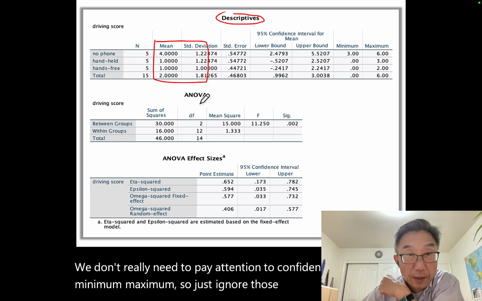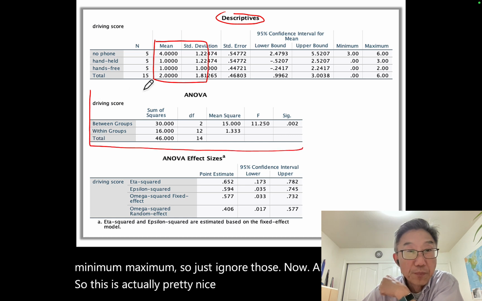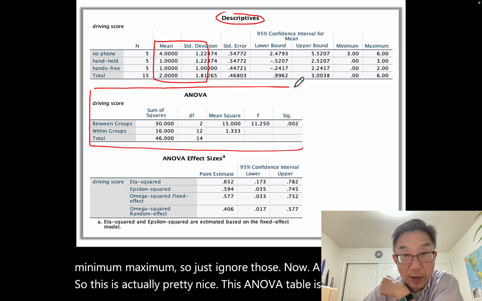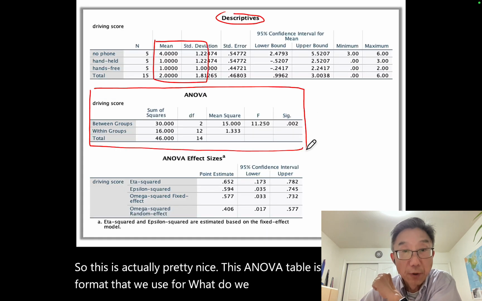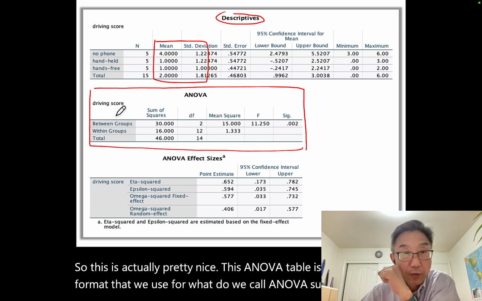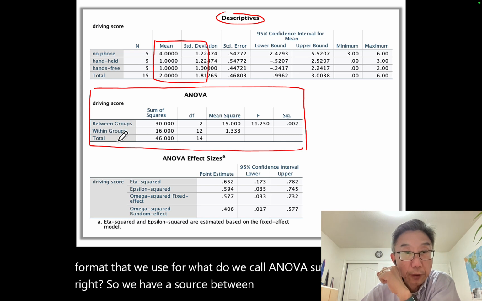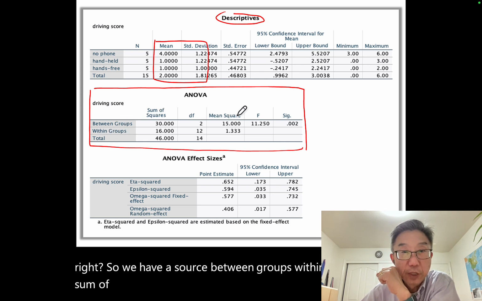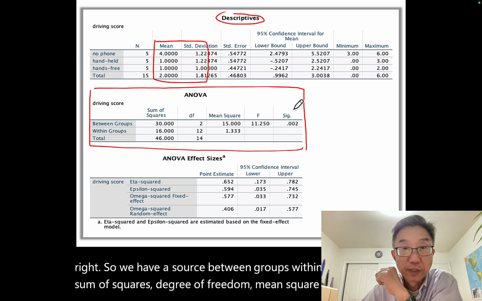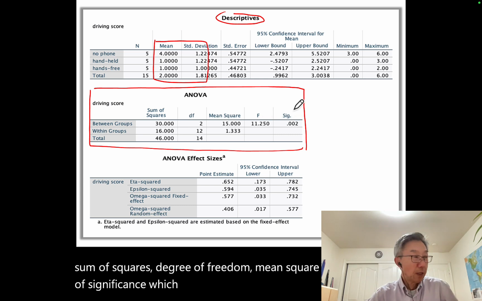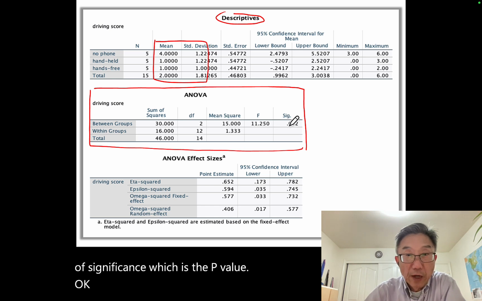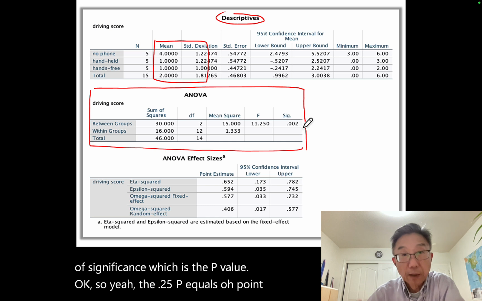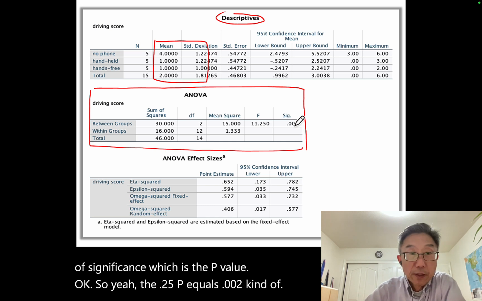Now, ANOVA. So this is actually pretty nice. This ANOVA table is in the exact format that we use for what we call the ANOVA summary table, right? So we have a source: between groups, within groups, total; sum of squares, degrees of freedom, mean square, F, and the level of significance, which is the p-value. Okay, so F equals 11.25, p equals 0.002, which verifies our calculation.